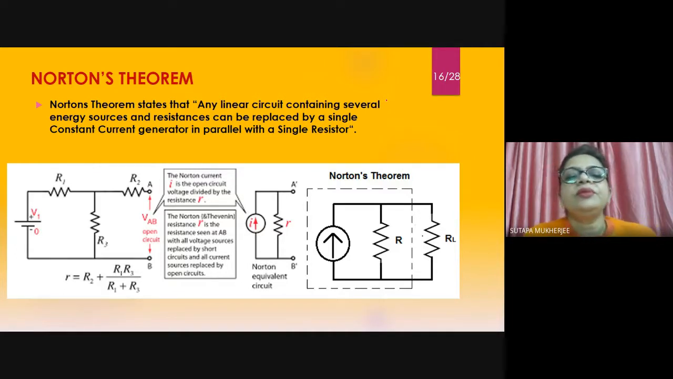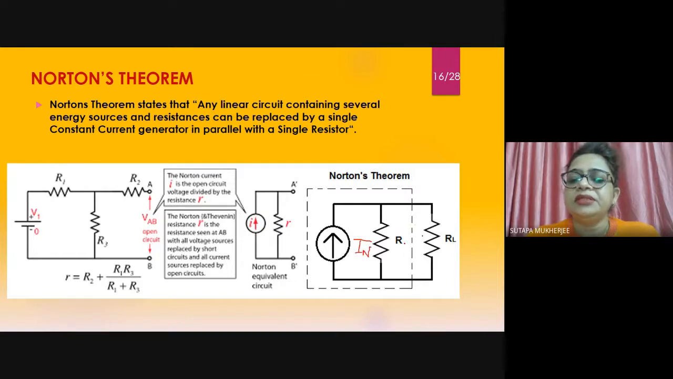Okay, chalo. Norton's theorem states that any linear circuit containing several energy sources and resistances can be replaced by a constant current generator in parallel with a single resistor. In case of Thevenin's theorem, the voltage source and the RThevenin were in series. In Norton's theorem, the equivalent source and the resistor RNorton will be in parallel, and the load will be in parallel.